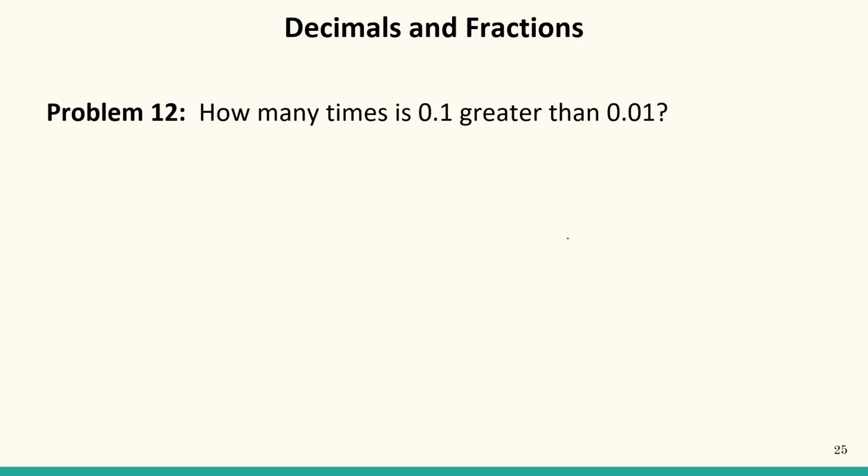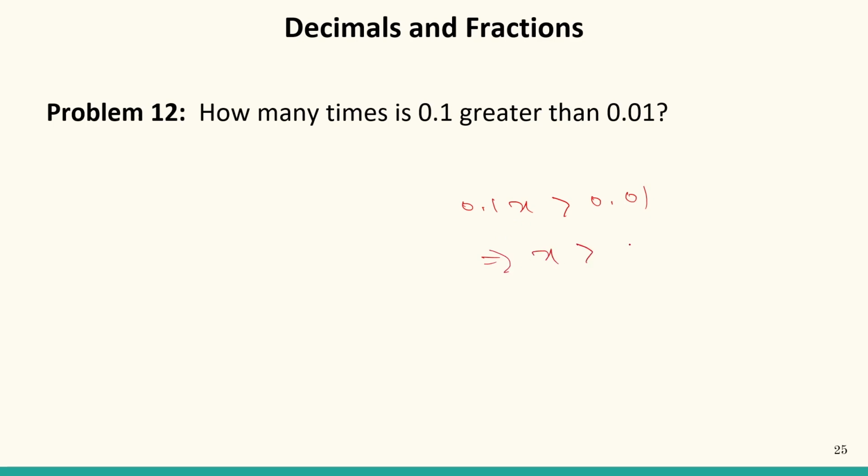So how many times 0.1 is greater than 0.01? So 0.1 is x times greater than 0.01. What is x that we need to calculate?